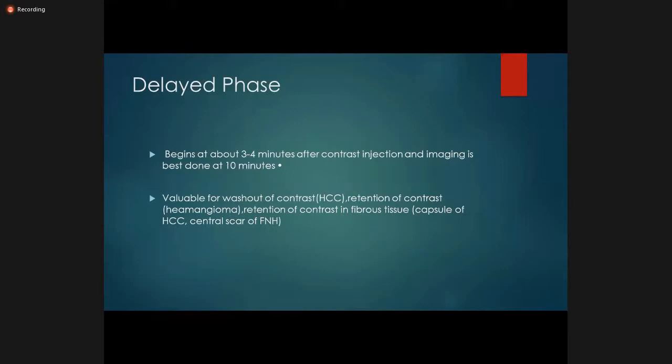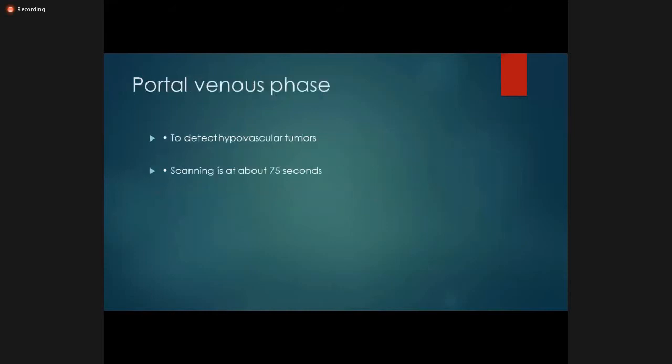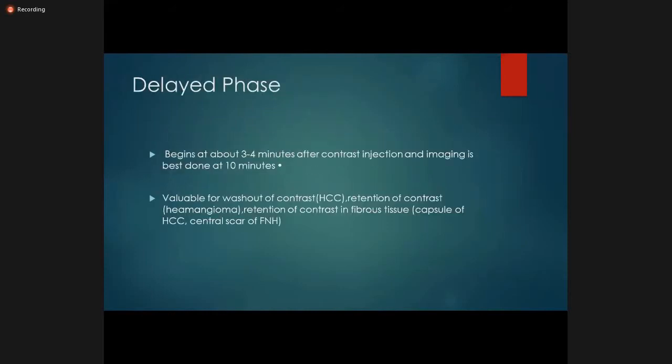So keeping that in mind, we can see the lesions in different phases. The initial is the arterial phase, the next will be the portal venous phase, and then finally the delayed phase. So based upon this information, we are able to classify the lesions into different categories, and it helps us to classify the tumor based upon the CT scanning.